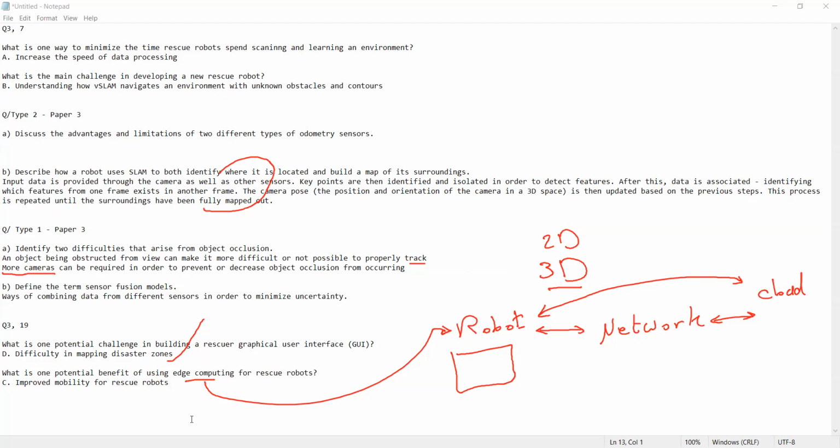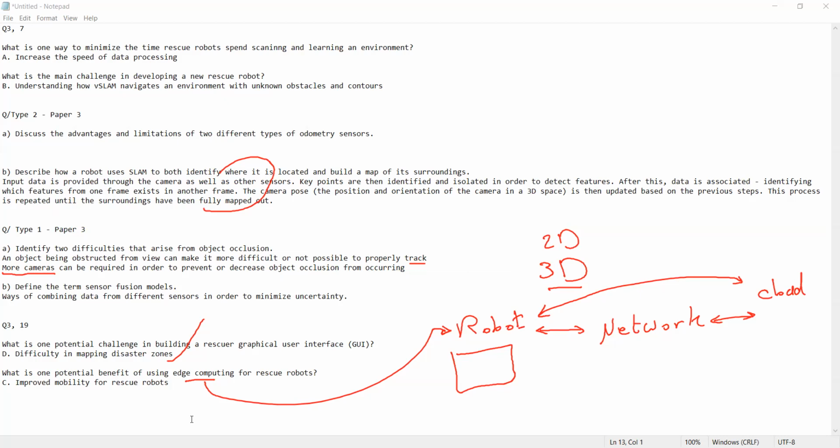Also, if you use edge computing, the processor on the robot itself processes the data and does not need a network, so you have bandwidth efficiency. You improve the utilization of the bandwidth. You know the meaning of bandwidth, right? Yes. Okay.